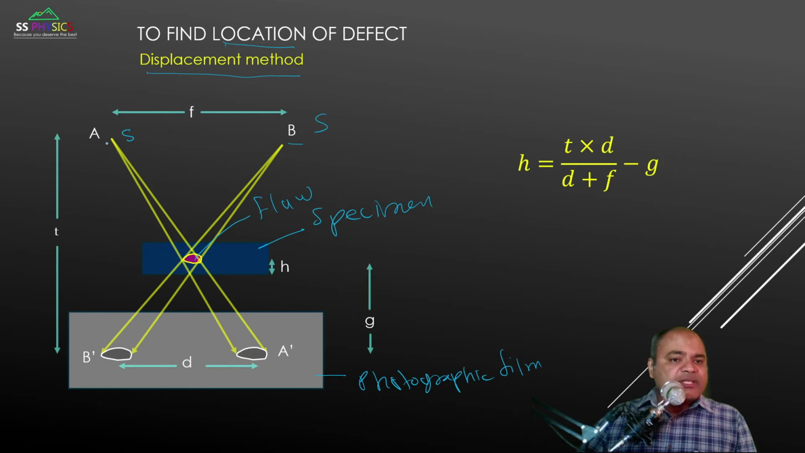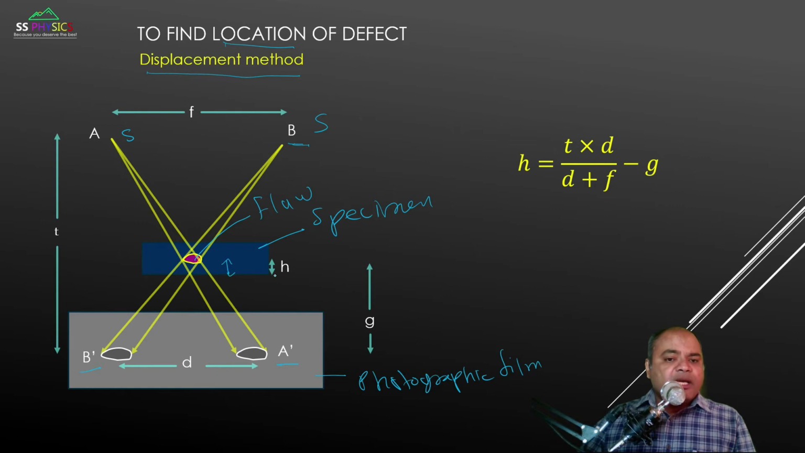When the source is at A, you will get the impression of that flaw at location A dash on the photographic plate, and when the source is at B, you will get the impression on the photographic plate at B dash. So in this way you will get these two impressions, and from the different measurements we can find out at what location this particular flaw is.